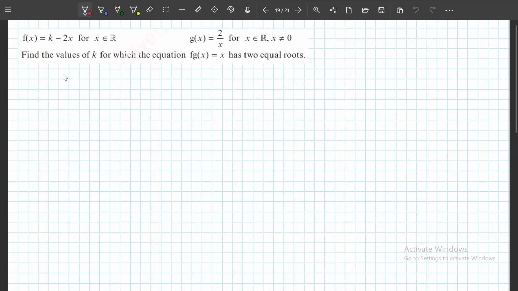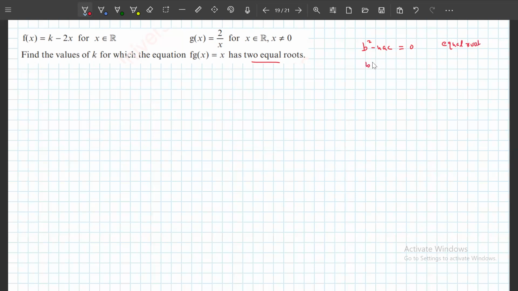Next we have another question, which is f of x is equal to k minus 2x for x belongs to R, and g of x which is equal to 2 over x, where x is not equal to 0. Find the value of k for which the equation fg of x is equal to x has two equal roots. So here we will think about the discriminant rule. That rule says, if you have b squared minus 4ac equal to 0, that means we have equal roots. Okay, this is for equal.